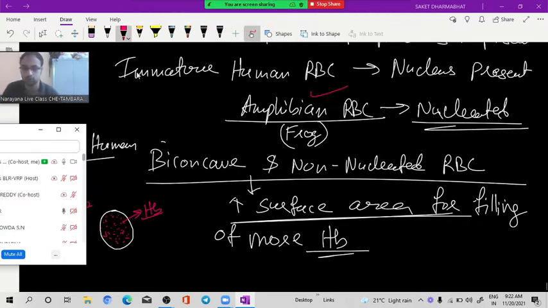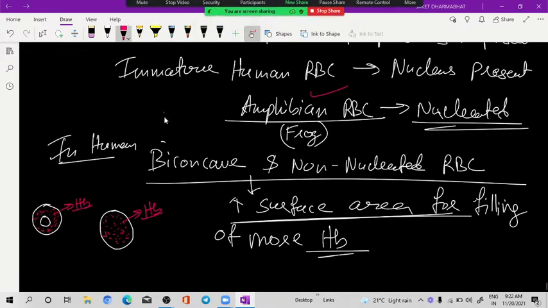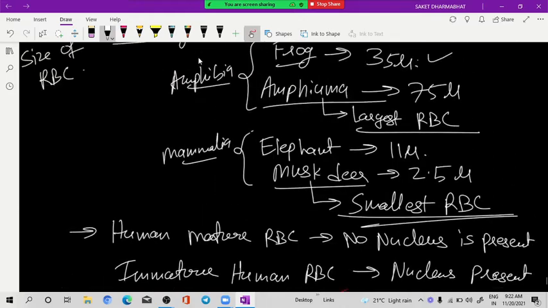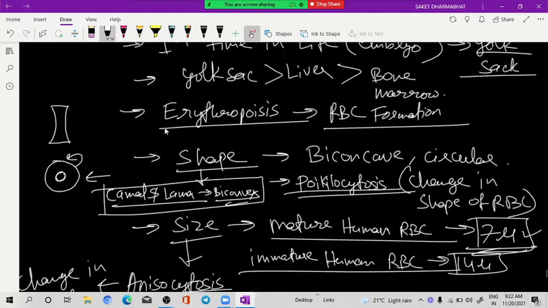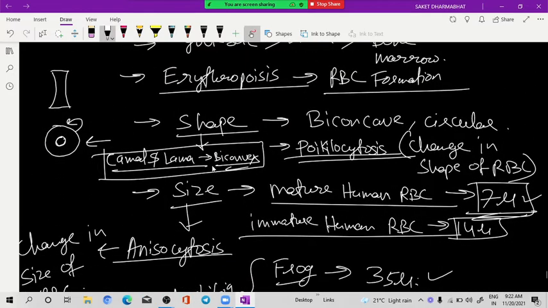Sir, then why do only camel and llama have the nucleated condition? Yes, actually, your question is right. First of all, they are not having a nucleus. Camel and llama, their RBC is also non-nucleated. The only difference is that their RBC is biconvex.